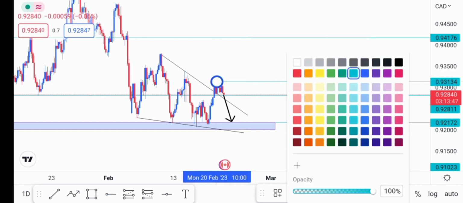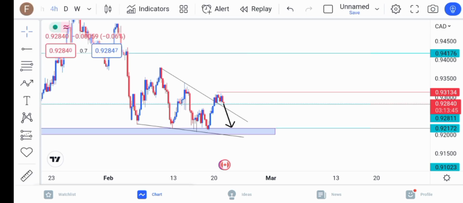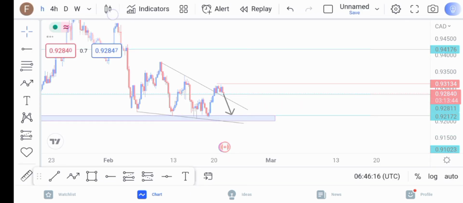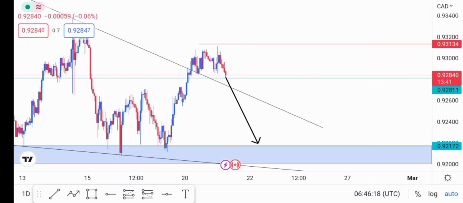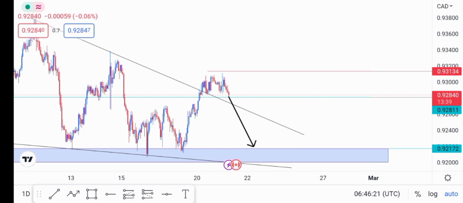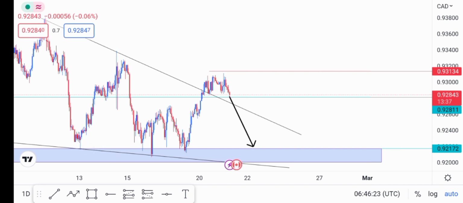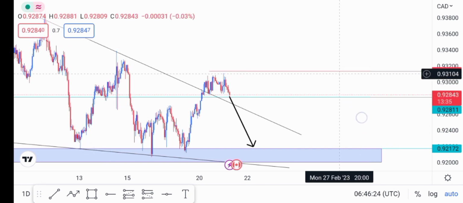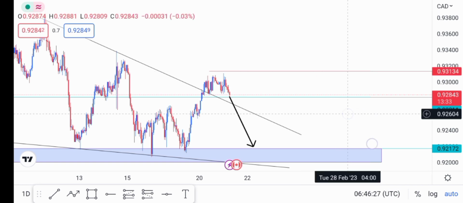Let me change this to red. As you can see as well, I'll just move to the 1 hour time frame. Oh my God, okay, I have to drop this as soon as possible. So we are only going to buy when we hit this level here. If not, this is a false breakout.